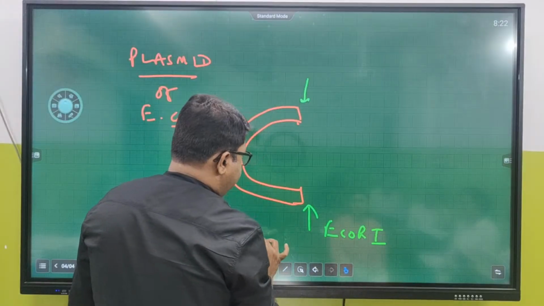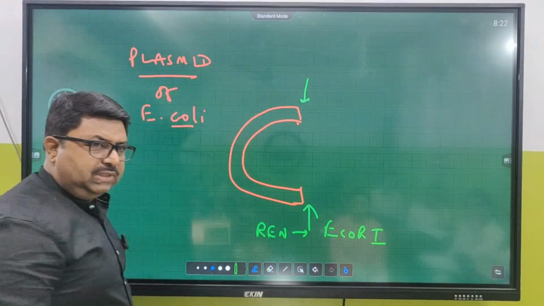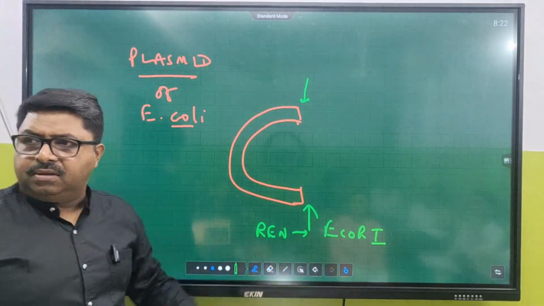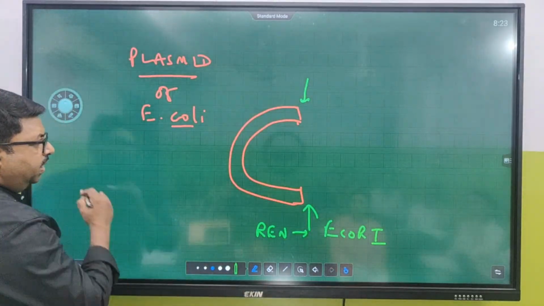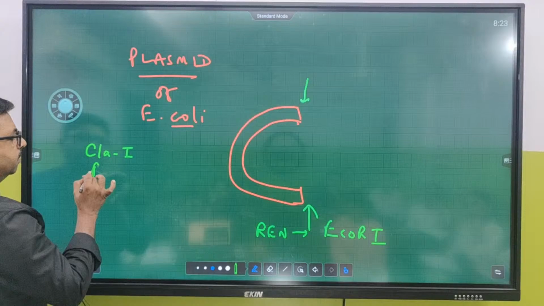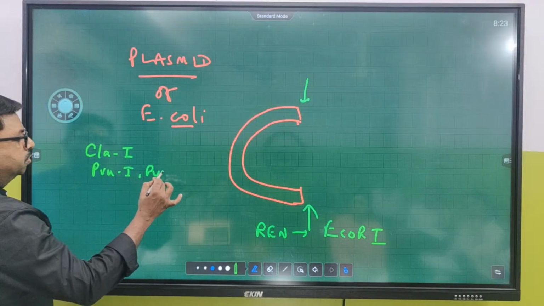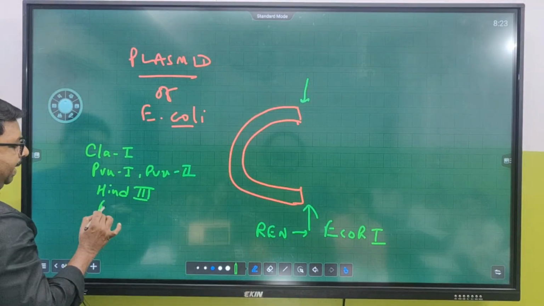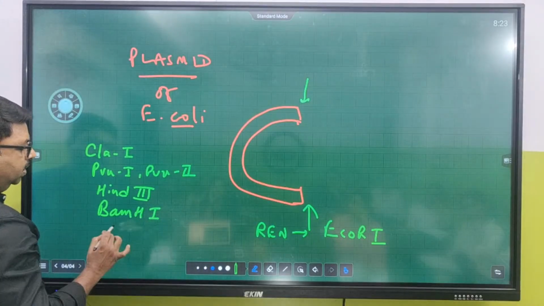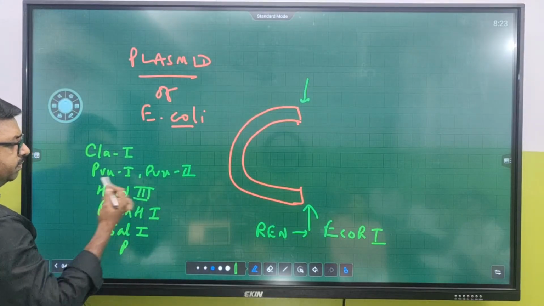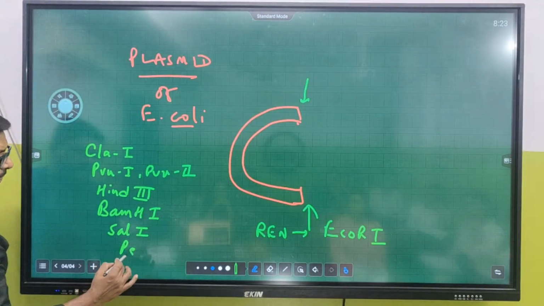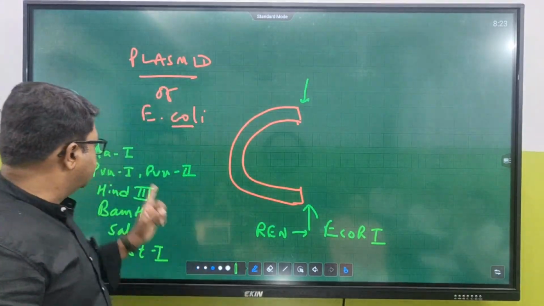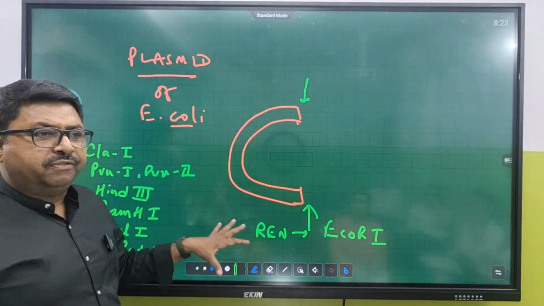One example of a restriction endonuclease (REN) is EcoRI. We have talked about different types of restriction endonuclease enzymes. Some examples are PvuI, PvuII, HindIII, SalI, PstI, and EcoRI. So these are the different types of restriction endonuclease enzymes.